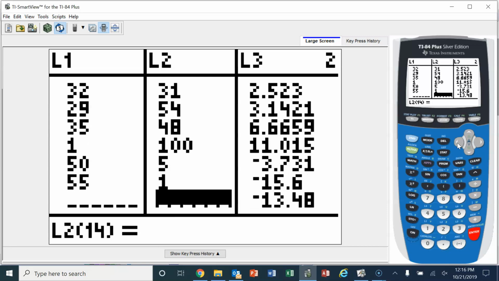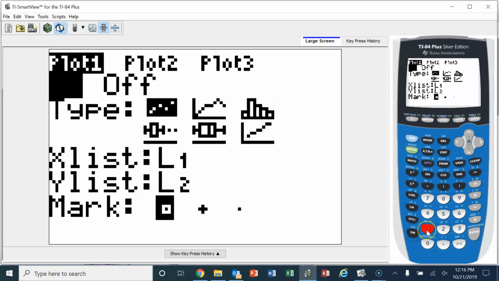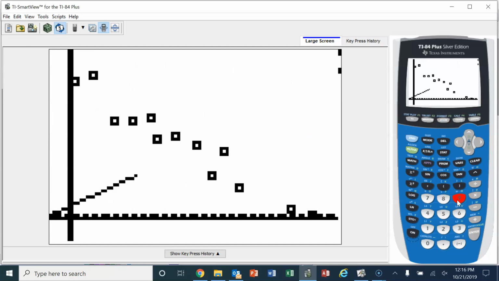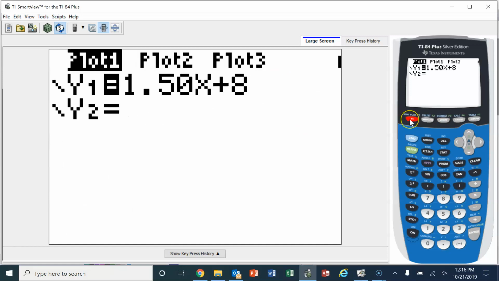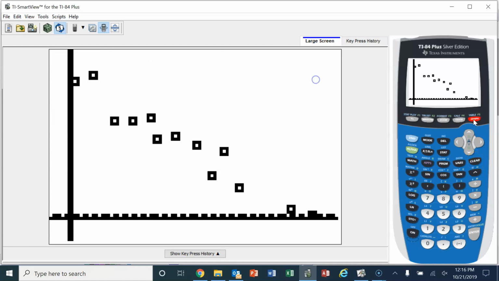All right, so I've got them typed in. My scatter plot is already set up. Okay, I do not need to do that again. To see it, I'm going to go ahead and do the zoom 9. All right, I've got the line going through my graph. That's from the last one, so I'm going to go ahead and clear that out of the y equals and look at the graph again.